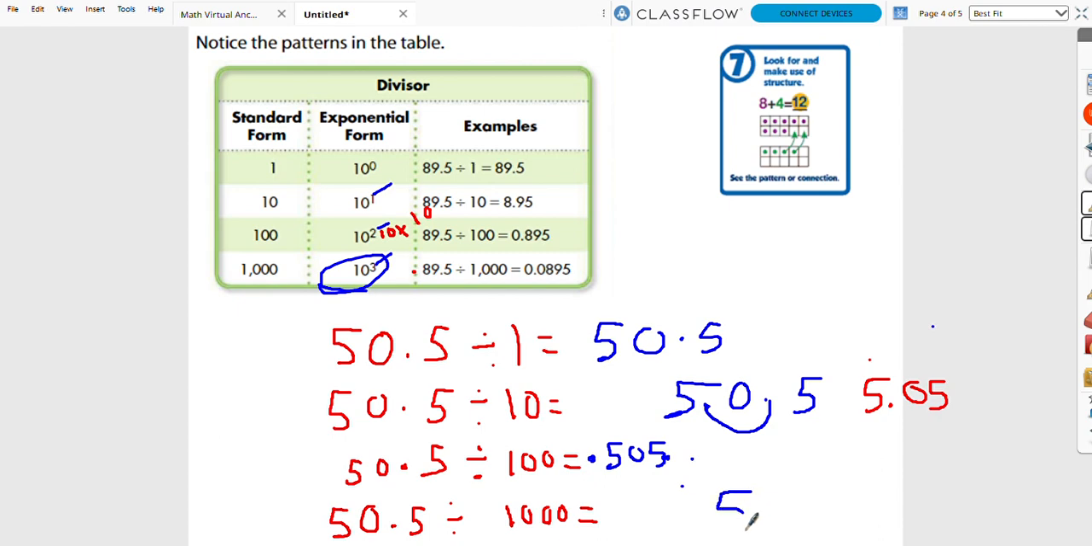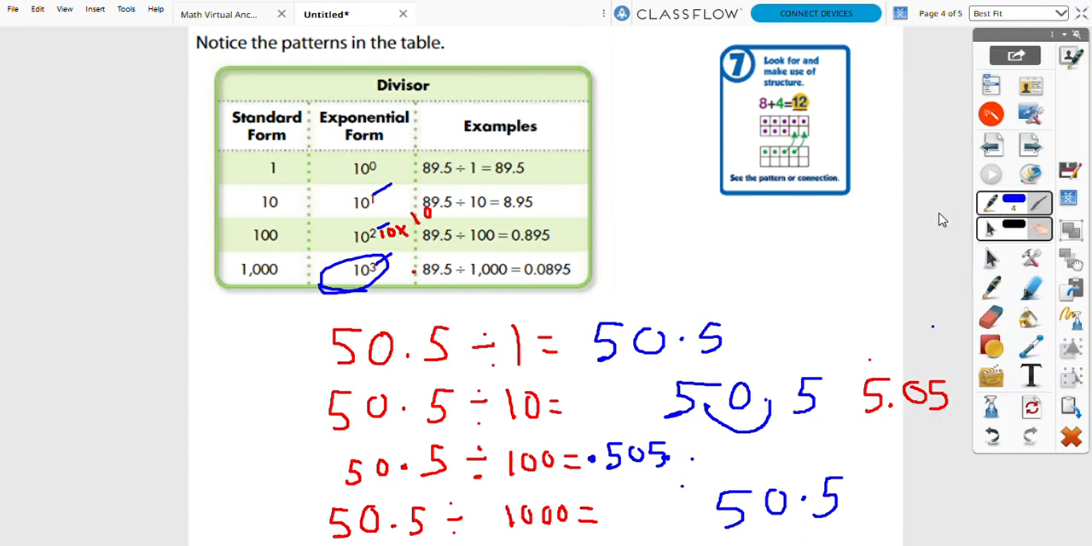So here's 50.5. We have to make 3 hops to the left, to the left, to the left. All your stuff is going to the left. 1, 2, 3. This hop here, you have to fill in that 0. This is your new decimal point. 0.0505. 0.0505 becomes 505 ten-thousandths.